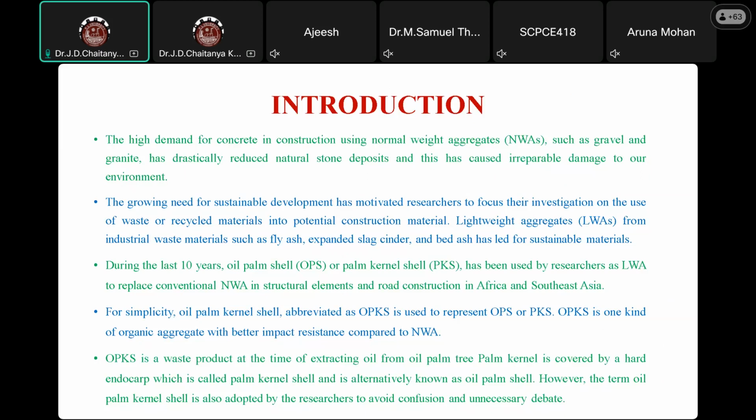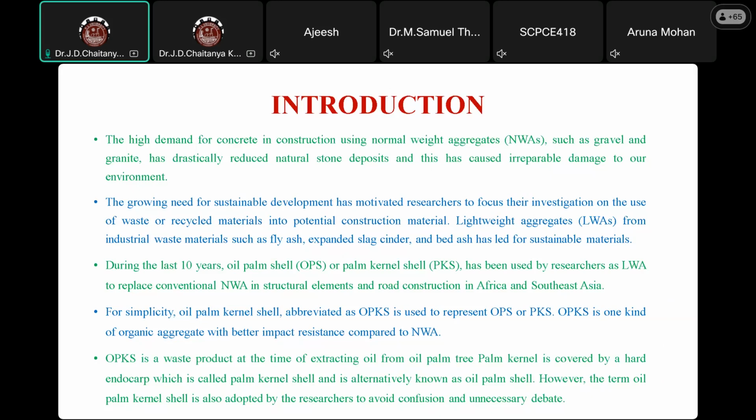Aggregates are 80% of the volume, so we cannot replace the entire 80%. But we can replace at least 30 to 50% of the volume of your concrete aggregates. By using this idea, we started this work. During the last 10 years, you can consider here.